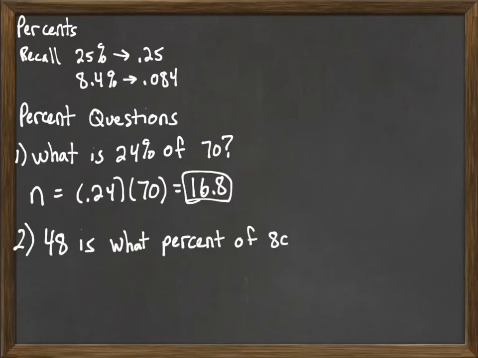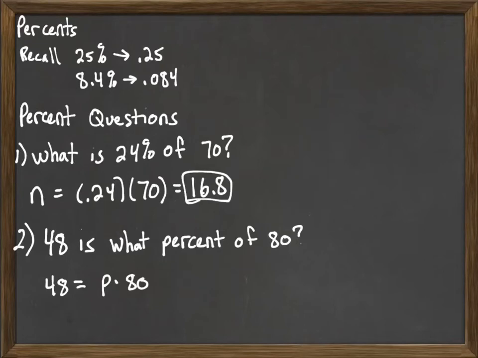Consider our second question here. 48 is what percent of 80? So once again, we translate this to an equation. 48 is what percent? I don't know, so let's call it P. Of means multiply 80. So we have 48 equals P times 80.